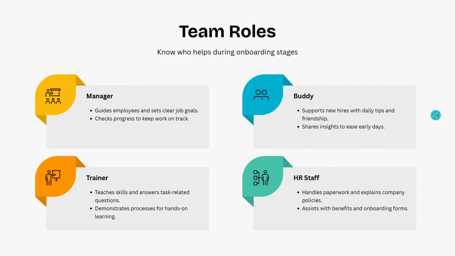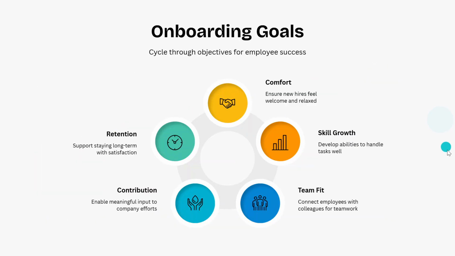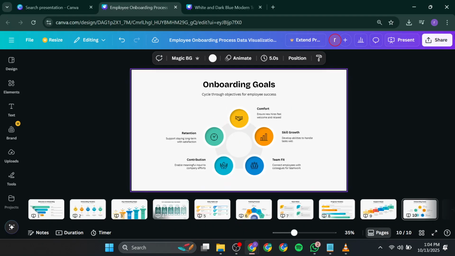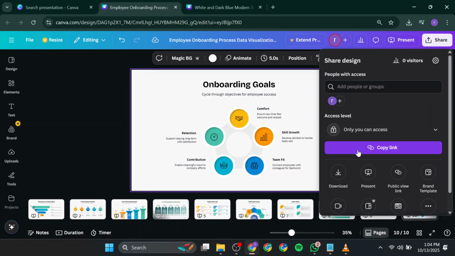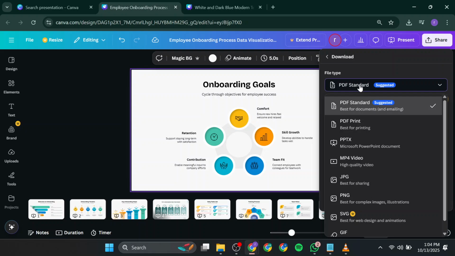Once everything looks perfect, you're ready to download. Click on the download button at the top right and choose your preferred format. PDF for sharing or PowerPoint if you'll be presenting offline.